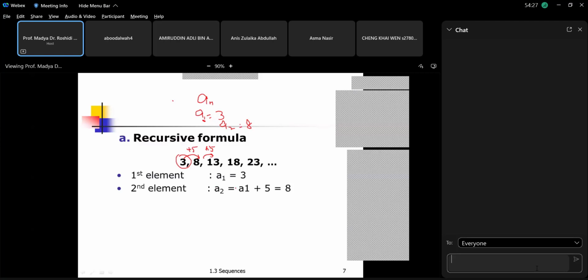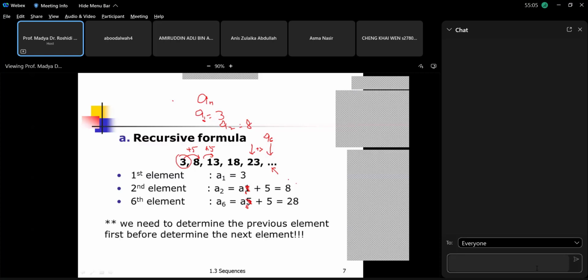So a1 plus 5 will be 8, where 8 is at location a2 here. So based on this pattern, how do we predict the location here? A6 means 1, 2, 3, 4, 5, 6. So a6 will be based on a5 here, a5 plus 5. So the value at a5 plus 5 will be 28.